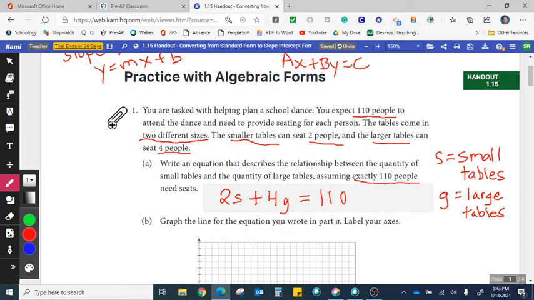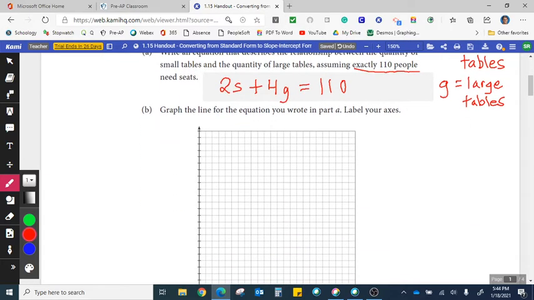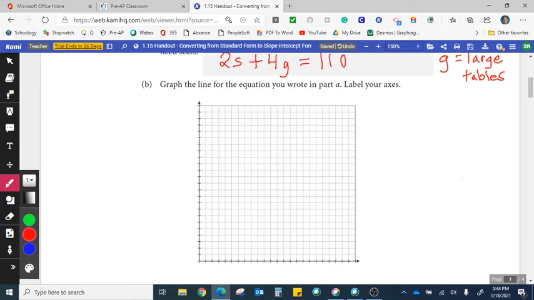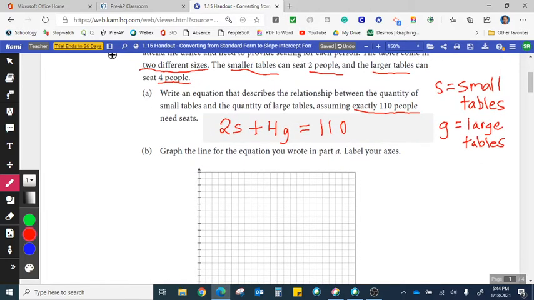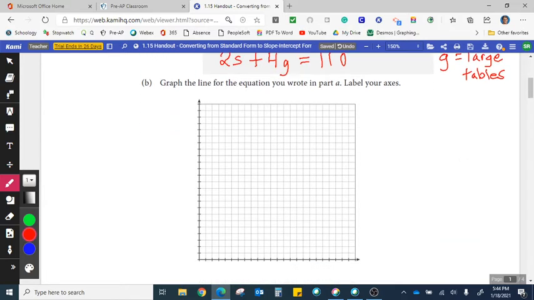Okay. All right, so it says graph the line for the equation you wrote in part B. Label your axes. All right. So let's say just for ease of use here, the first one I'm going to write as the horizontal axis. Okay, so we'll call that S. All right. And we'll call the vertical axis right here G, the number of large tables.